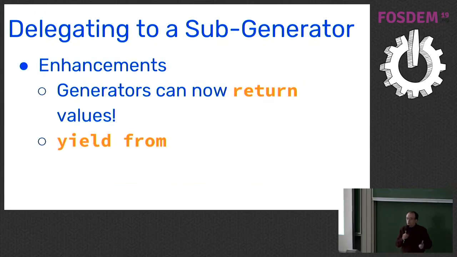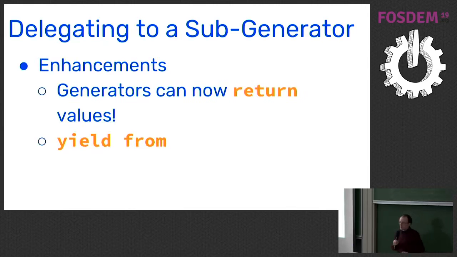First, now generators can return values, which before wasn't possible. You couldn't have a return statement inside a generator because it would be a syntax error. And now the yield from syntax was introduced, which will explain the semantics and how both things are related. One has to do with the other.